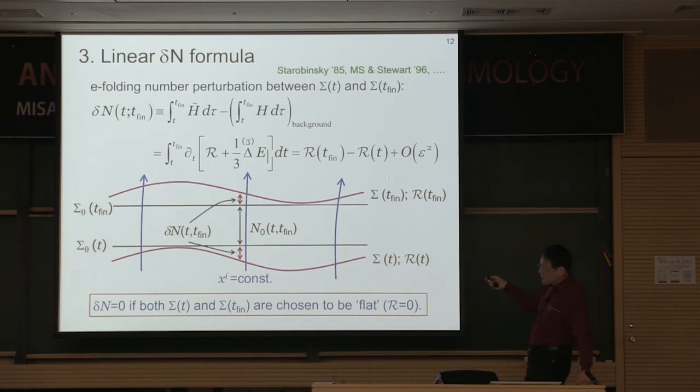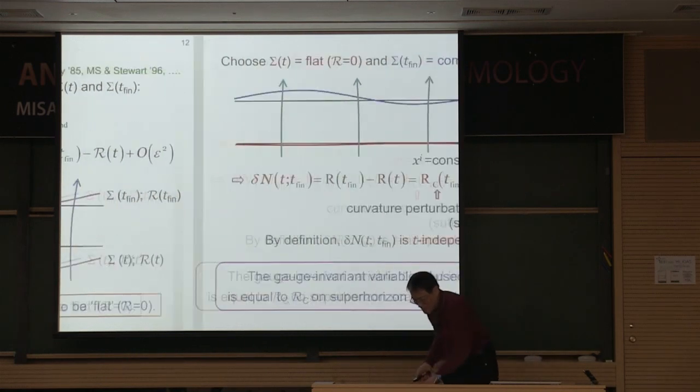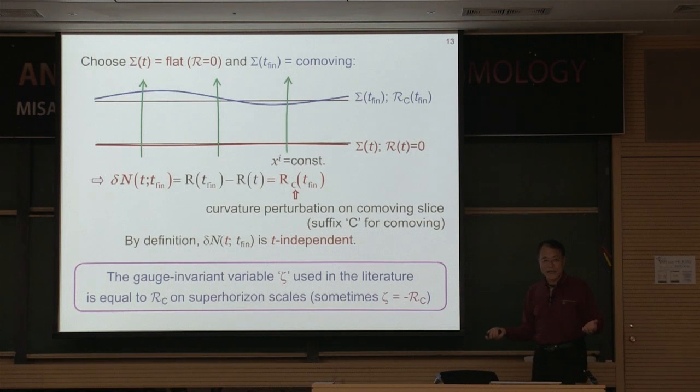This is a very interesting equation, because so far we haven't chosen any gauge, but now we choose a special gauge. We choose the initial slice as the flat slice, because we know that this slice is most convenient for computing the quantum vacuum fluctuation of the scalar field. But for the final slice we choose the comoving slice, because we know that on the comoving slice the curvature perturbation is conserved, so we don't have to do any evolution from now. If you choose that, then look at this delta N, the curvature perturbation of the final slice and the initial slice: the final slice is comoving, so it's just something constant, and the initial slice is chosen to be zero, so this disappears.